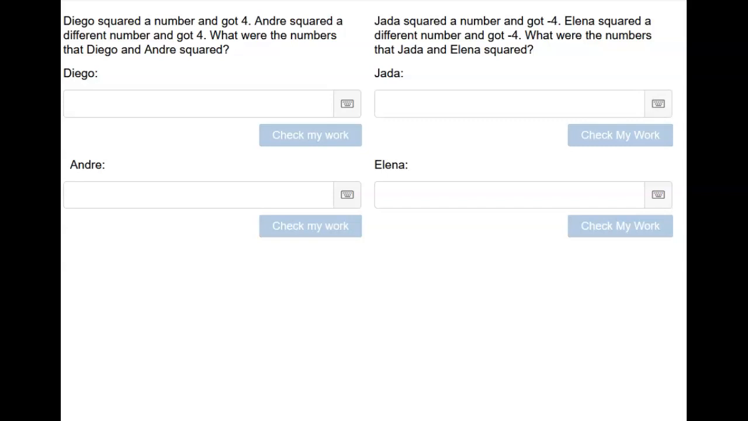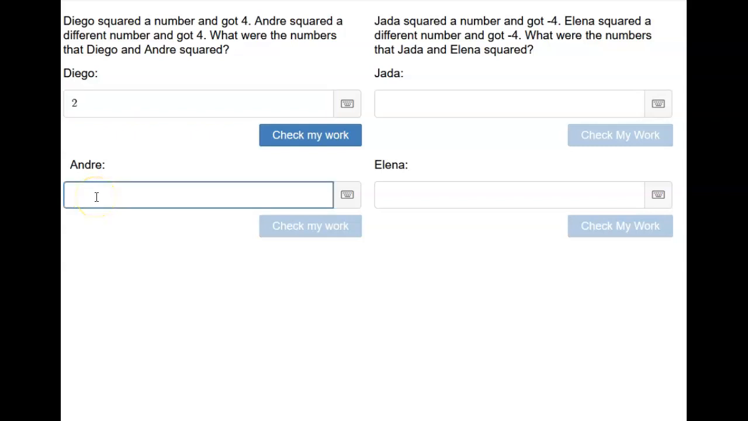So remember, you're talking about Diego took 2 of the same number. When you square a number, you're taking the same number times itself. So probably the most obvious one would be 2. If I take 2 squared, then I get 4.